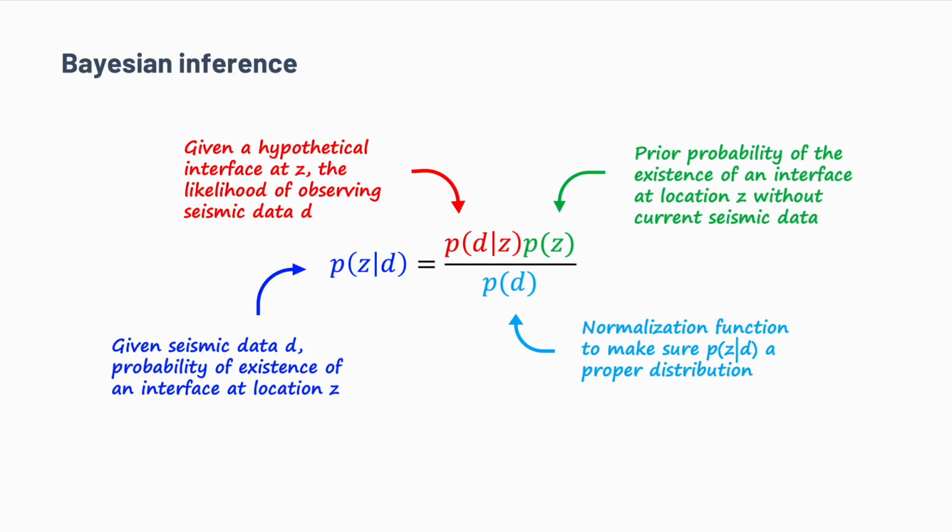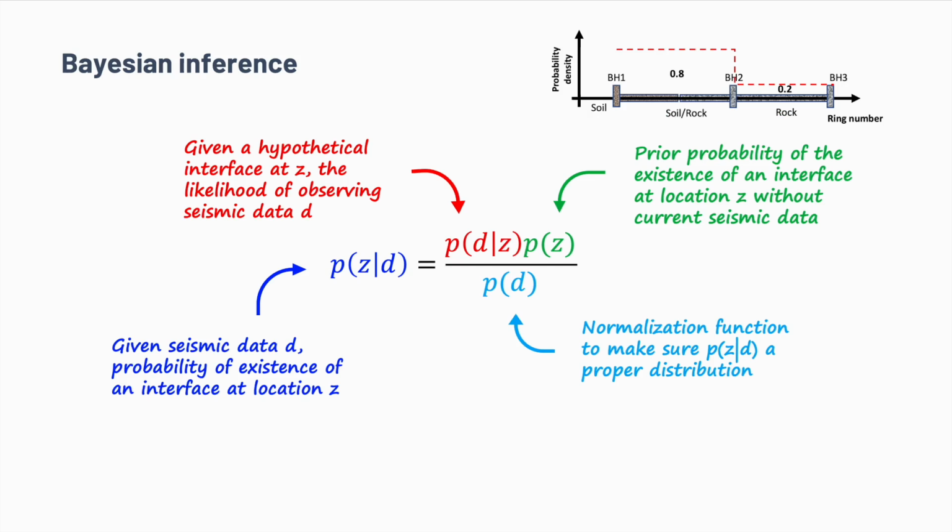Now, the key is determining how to define the prior probability and the likelihood in the case of tunnel look-ahead. Without any seismic data, the prior probability can be set as a constant number, such as 0.5, meaning there is an equal probability for the existence or non-existence of an interface.